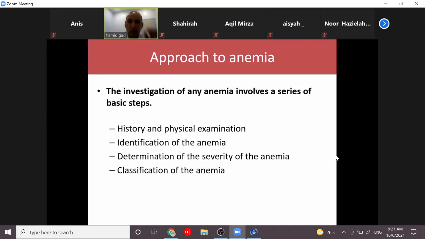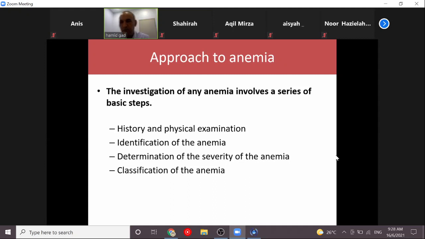So for anemia, you must look for the hemoglobin. If the hemoglobin is normal, don't use the term anemia. Anemia means a low hemoglobin level. If you find the red blood cell count is low but hemoglobin is normal, it is not anemia. So we identify anemia by complete blood count, then determine the severity of anemia. Severity can be determined by the reading itself from the CBC, but very important is the clinical features, how the patient looks.